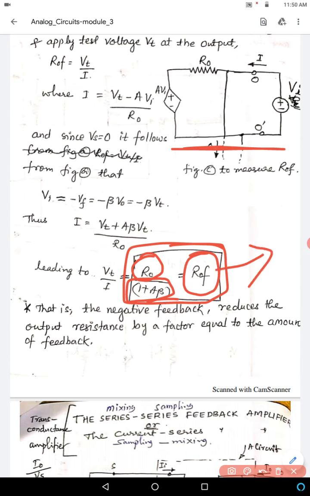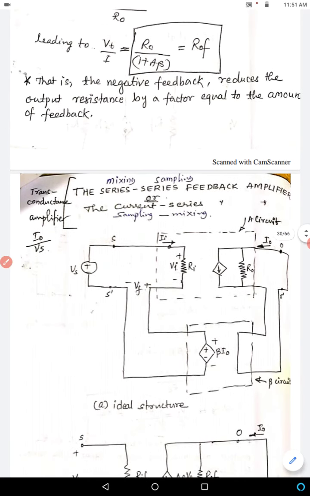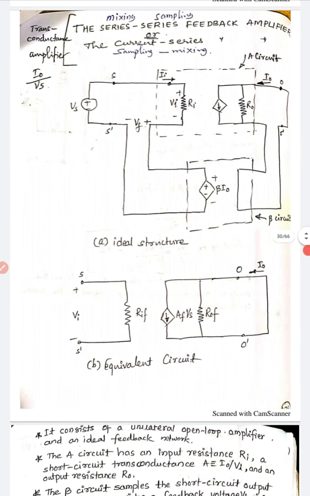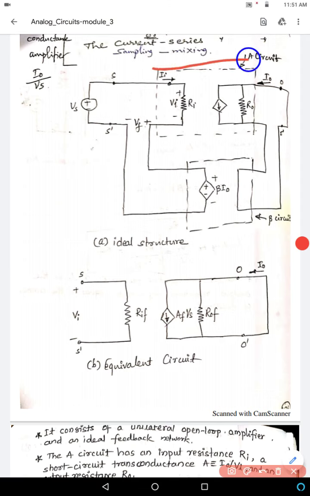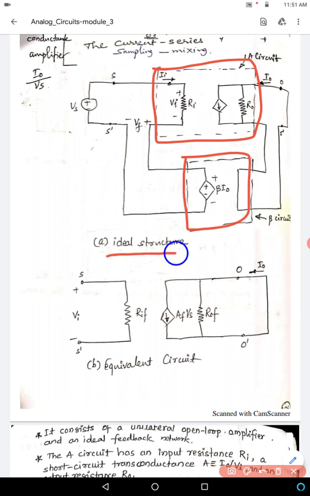This is all about the analysis for the voltage series feedback. In the exam, if they ask about voltage series feedback, you have to explain the block diagram of voltage series feedback, then this analysis, the ideal structure, the equivalent circuit, and these two equations, RIF and ROF. That would be applicable for the remaining ones also. The first one has been completed, the remaining three will be the same. Just replace the amplifier part, the A circuit, and also the feedback path, and that becomes your ideal structure. Further simplified, that becomes your equivalent circuit.